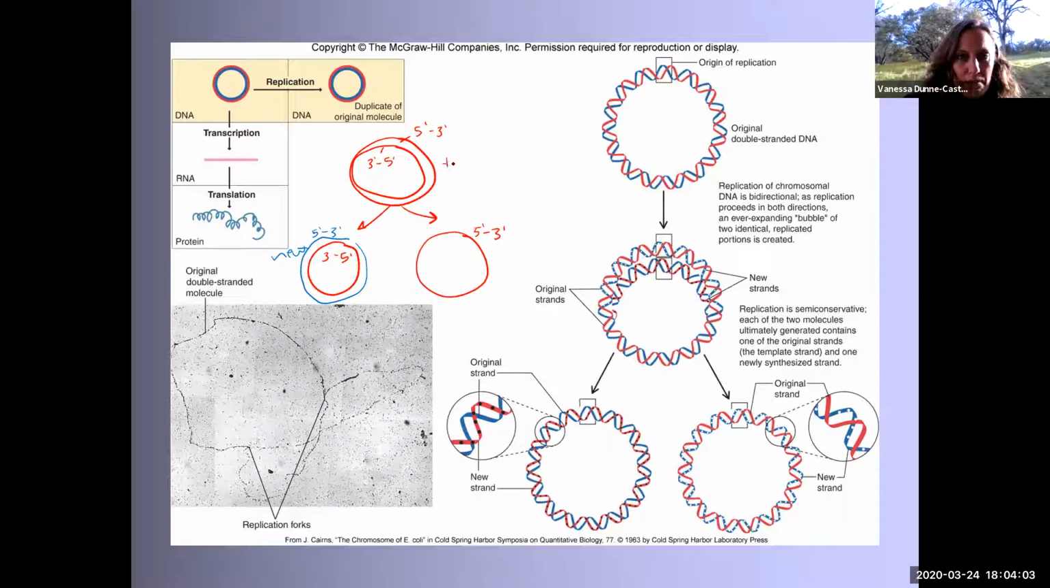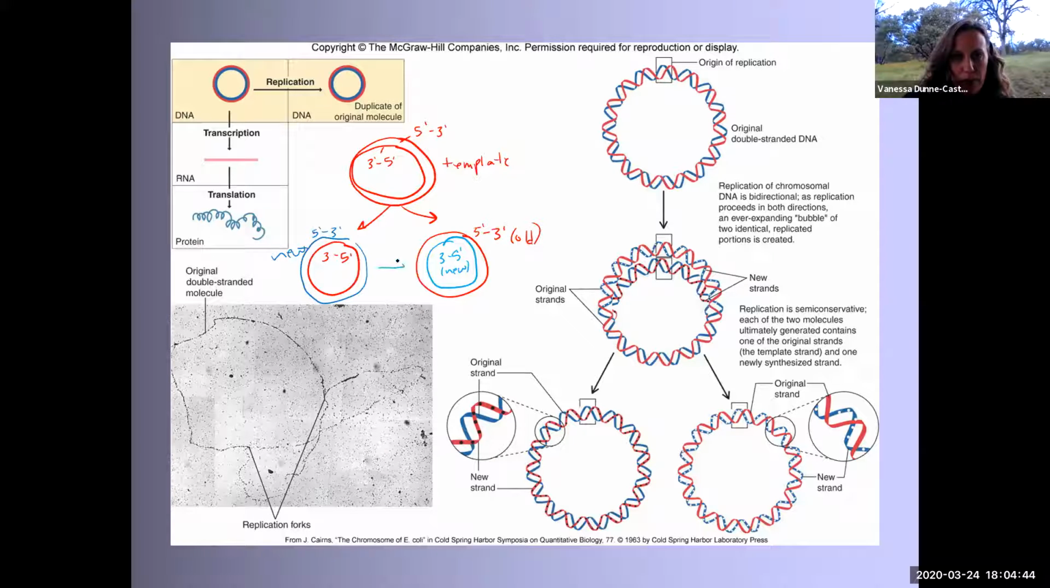So these guys are called templates. And this is also considered the old strand, if you want to say it like that, right? The old strand. Then a newly synthesized strand will be made in the opposite or the complementary orientation. So this newly synthesized strand is going to be complementary, right? This is new. So this is called semi-conservative. Semi means part, and this means that each of these new double-stranded DNA molecules has one old strand and one new strand.